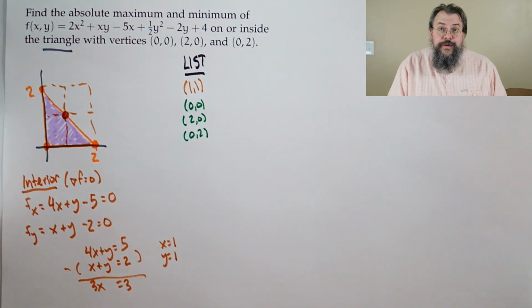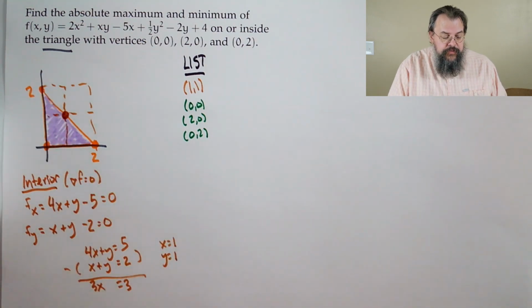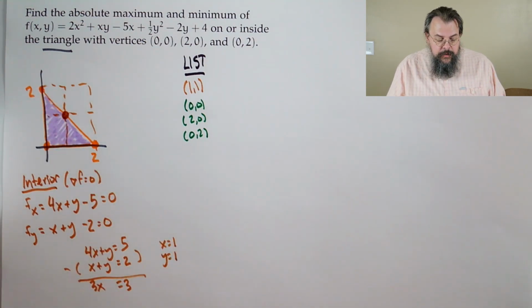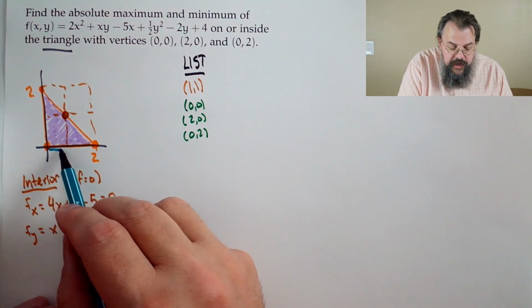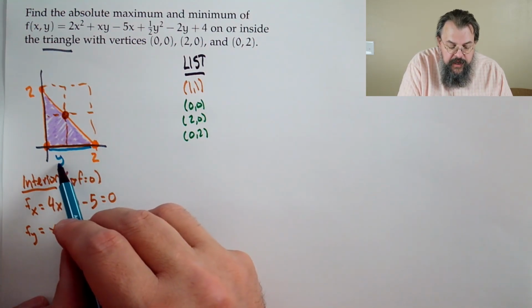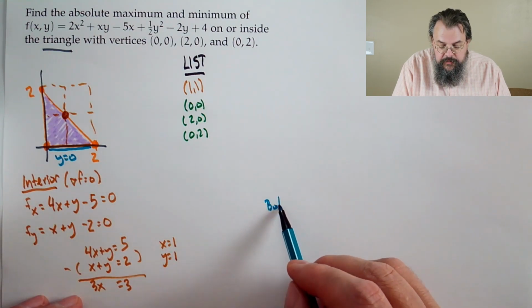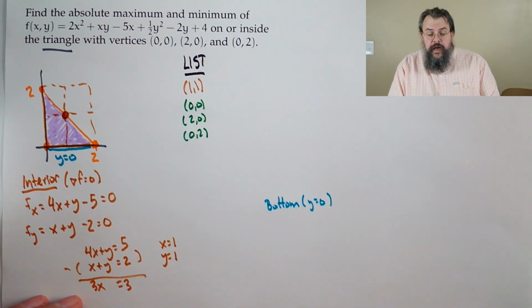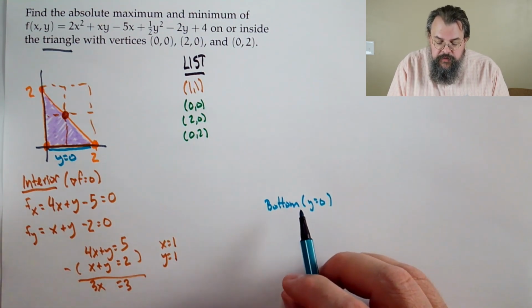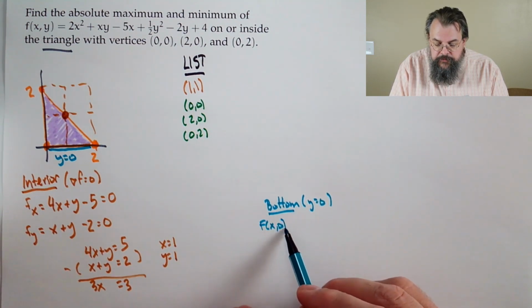And now we'll do the three sides, because there's three of them. We'll just work through them one at a time. Start here with the bottom side. The way to describe that is y equals 0. So for the bottom part, y equals 0, our function becomes f of x comma 0.